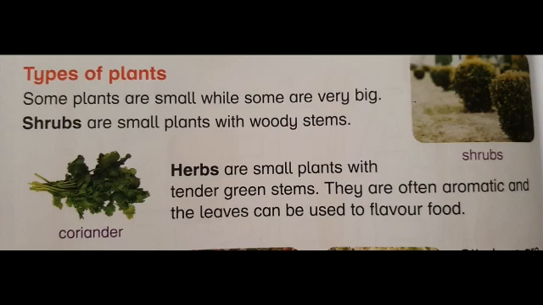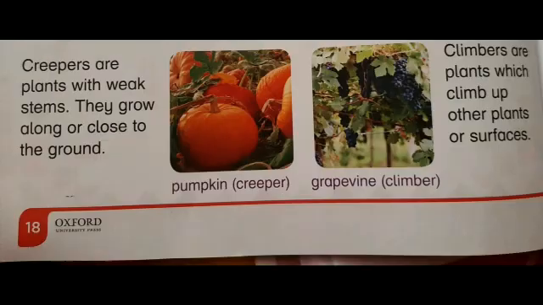Herbs have mostly small, thin green stems and are aromatic. Aromatic means they possess a strong smell. That is why they are used for flavoring purpose. For example, coriander. What is coriander? Dhania. Yes, we use it in food for flavoring purpose.